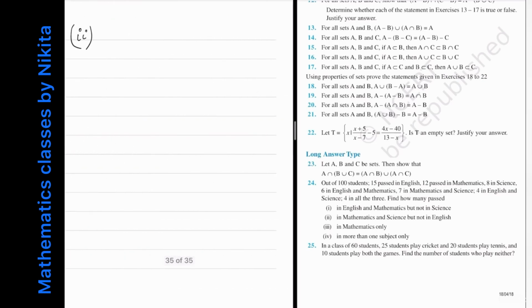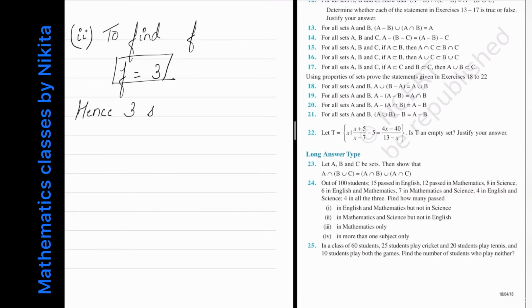हमने निकाल रखे values. So here we have to find F, and F is equal to 3. So hence 3 students passed maths and science but not in English.